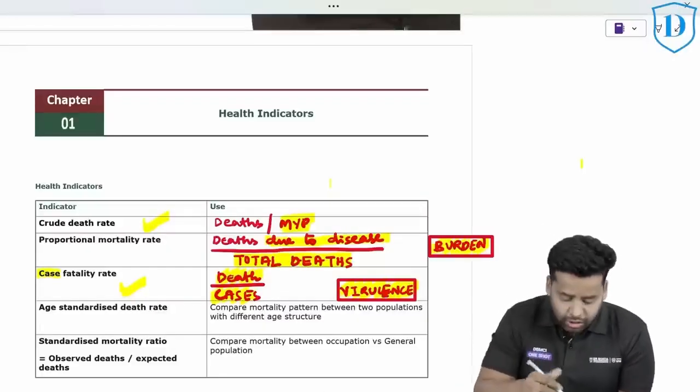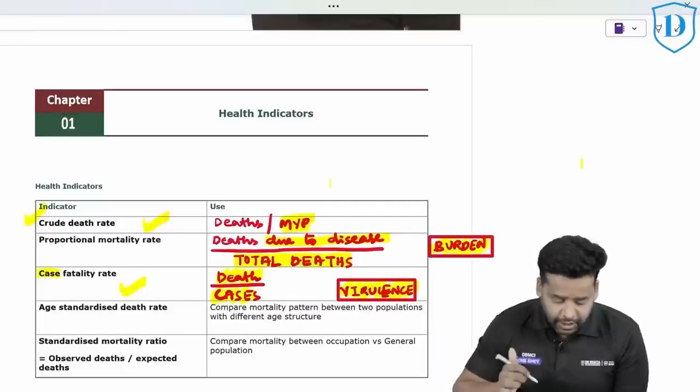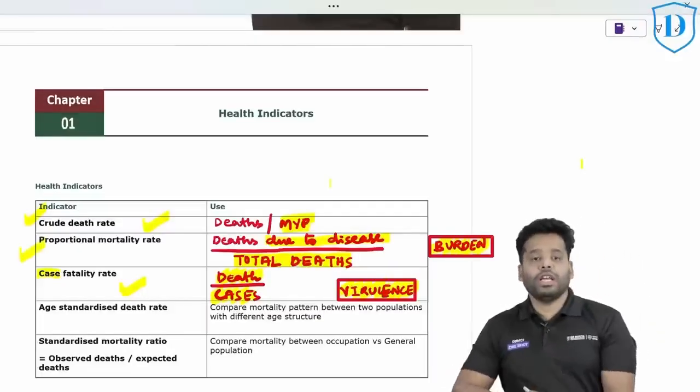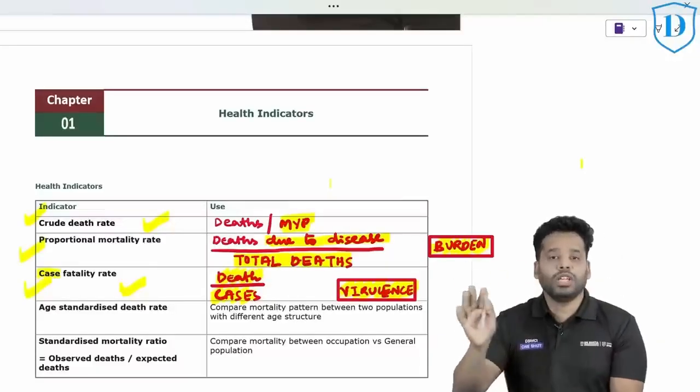Rabies. Yes, good. So 1, crude death rate. 2, specific death rate. 3, proportional mortality rate. 4, case fatality rate. 1, 2, 3, 4.